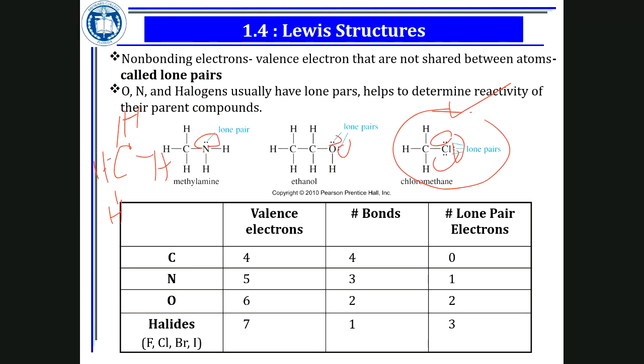Okay. And being able to count, you get a question in the quiz and in the exam, being able to count number of lone pairs, number of single bonds, number of double bonds, how many sigma bonds and how many pi bonds. And I have to give you example of the sigma bonds and pi bonds also.